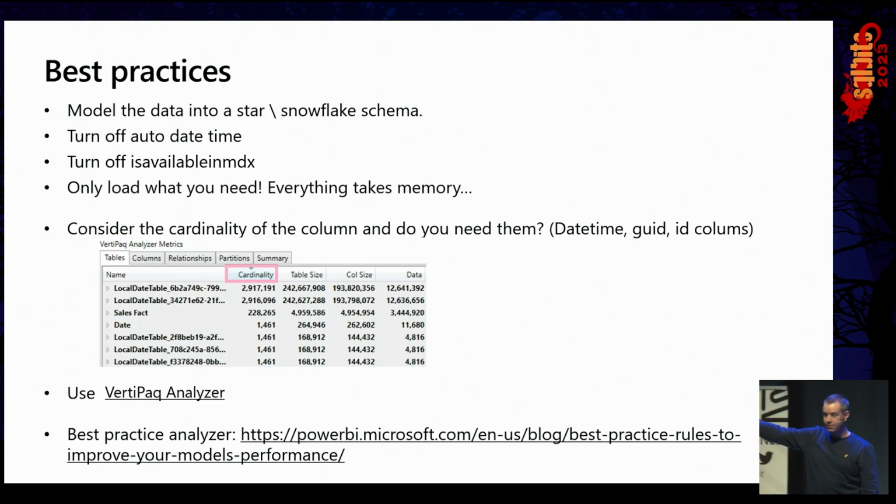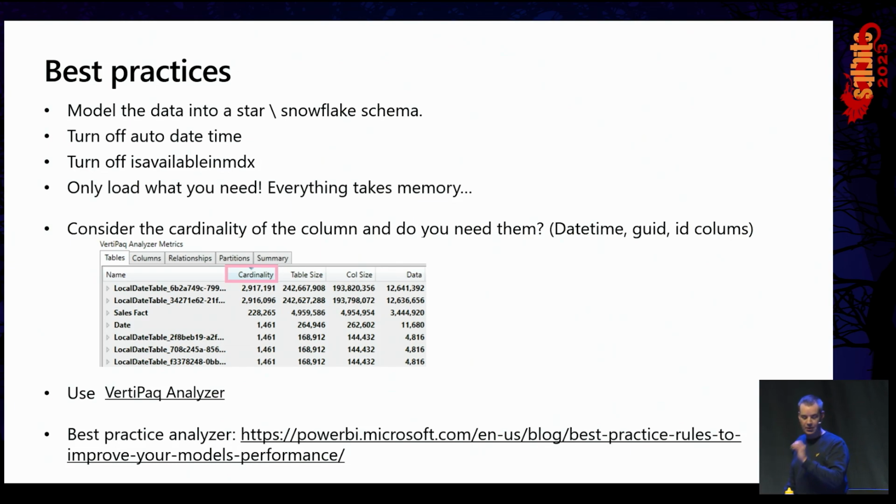So VertiPaq Analyzer, you can use to take a look at your model. And then you can see things like here, I'm showing you. Like the auto date table has super high cardinality. It is really big in the model. It's like 10 times bigger than the sales fact table. So there's something wrong here. It's bad data. And you can go fix it.